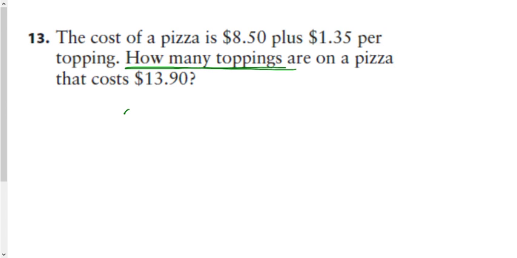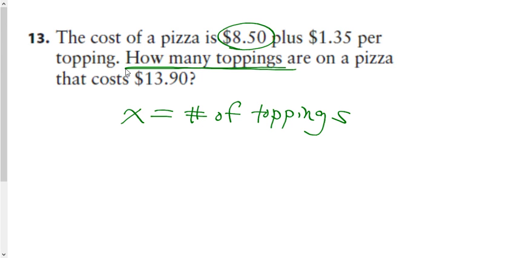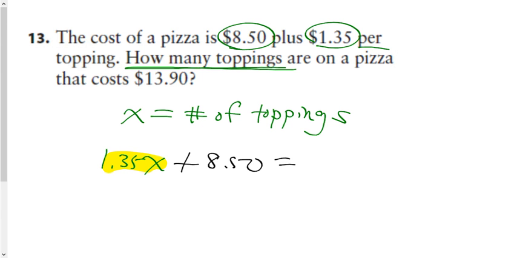So once I read that my question says how many toppings, the first thing I'm going to do is define my variable as x equals number of toppings. Because I don't know it, and I need to solve for it. So the number of toppings is going to be my variable x. If it's $8.50 for the pizza, regardless of how many toppings I have, that is going to be a constant term. And $1.35 per topping means I'm going to take my number of toppings and multiply it by $1.35. This algebraic term here will represent how much money you will spend on toppings. Plus you will spend $8.50 for the pizza. And overall, if the pizza costs you $13.90, using this equation, you'll be able to isolate the variable to determine how many toppings you bought.